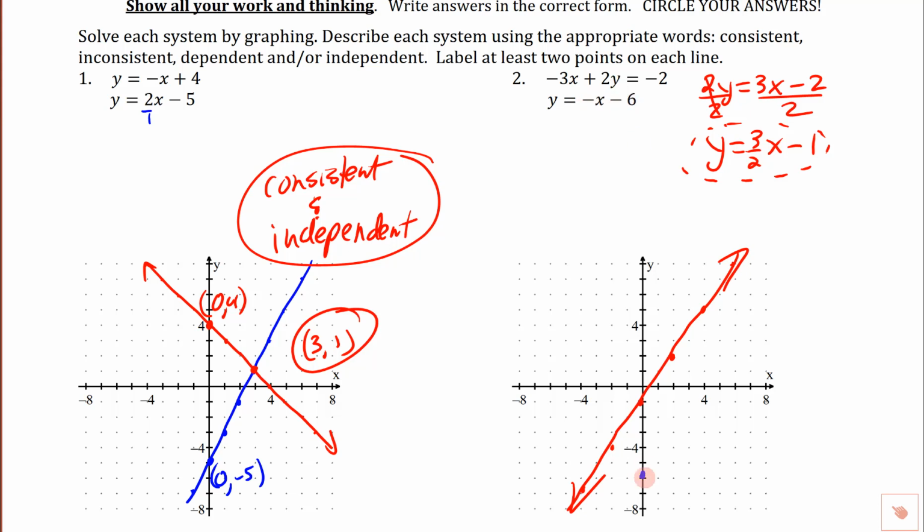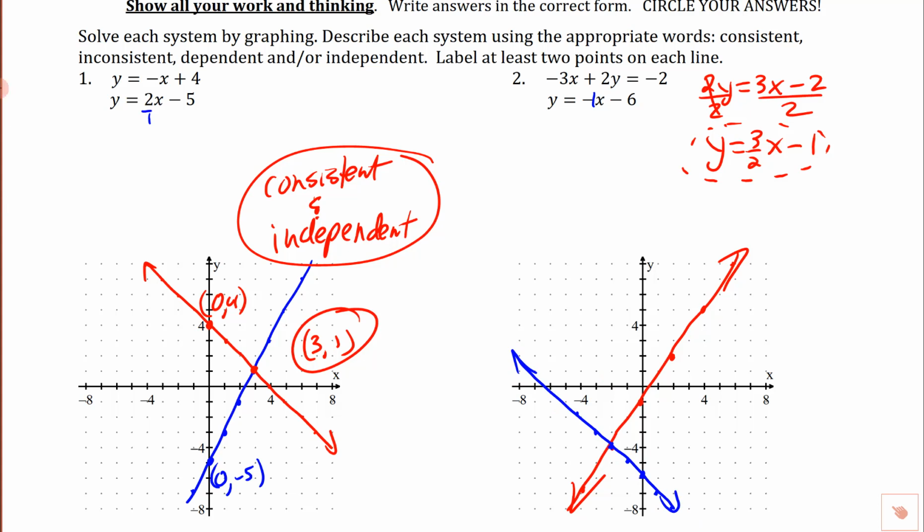And the slope is -1. Got a -1 right there. So we're going to go down 1 and right 1, down 1 and right 1. The opposite would be up 1 and left 1, up 1 and left 1. So you can see that we cross at this nice point right here. So we're going to go ahead and draw that line right there.